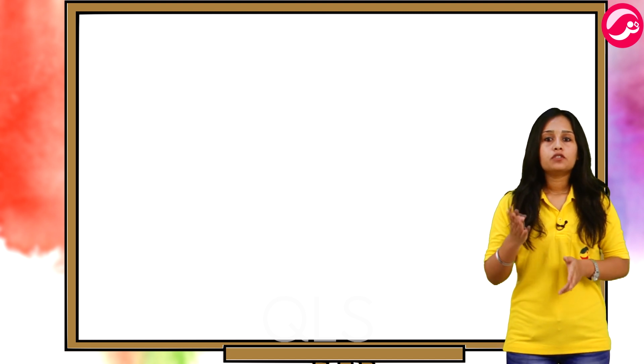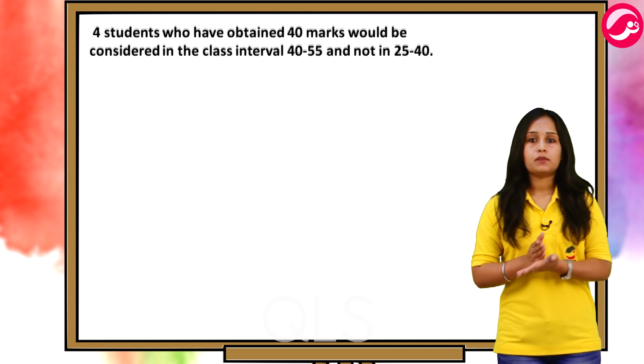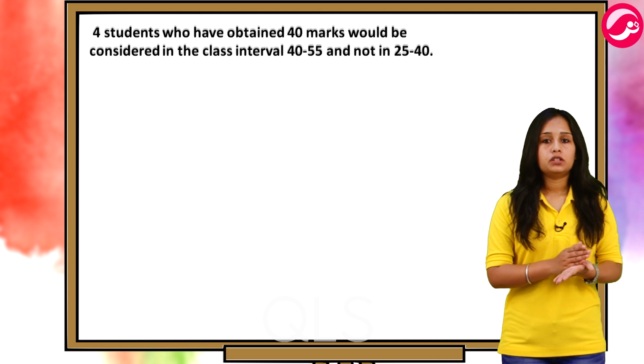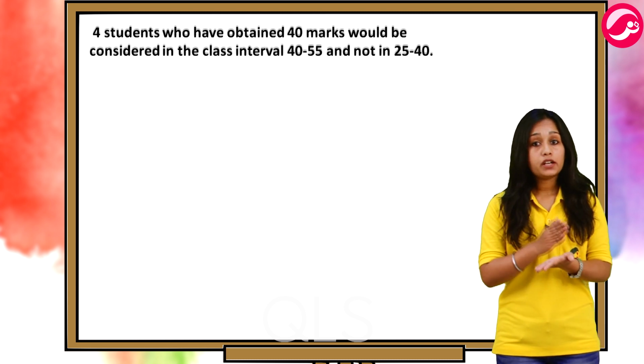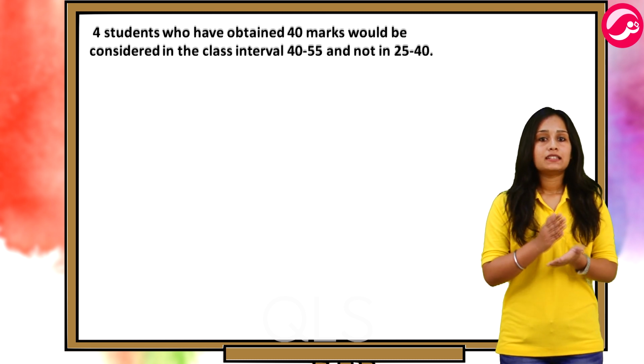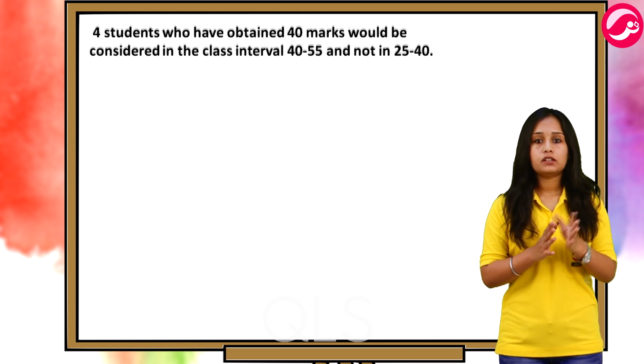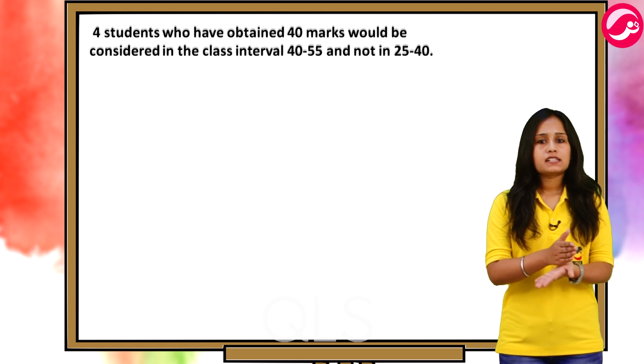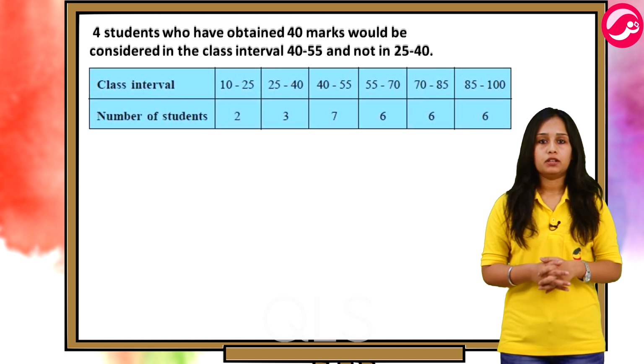For example, 4 students who have obtained 40 marks would be considered in the class interval 40 to 55 and not in 25 to 40. This is in accordance with the exclusive form we learned in the previous session. So, with this convention in our mind, let us now form a grouped frequency distribution table.